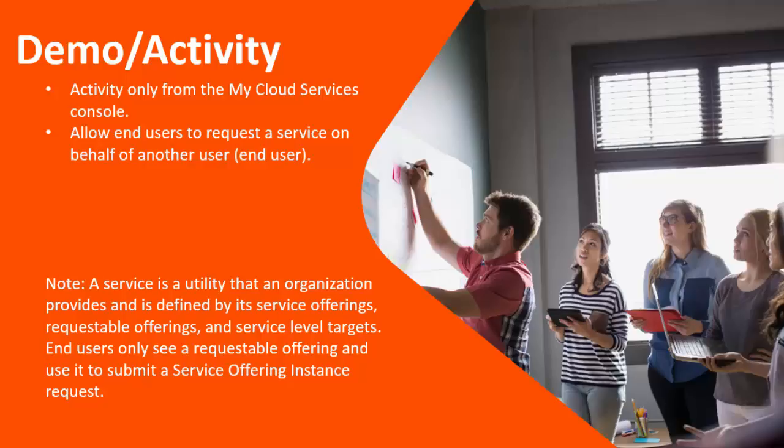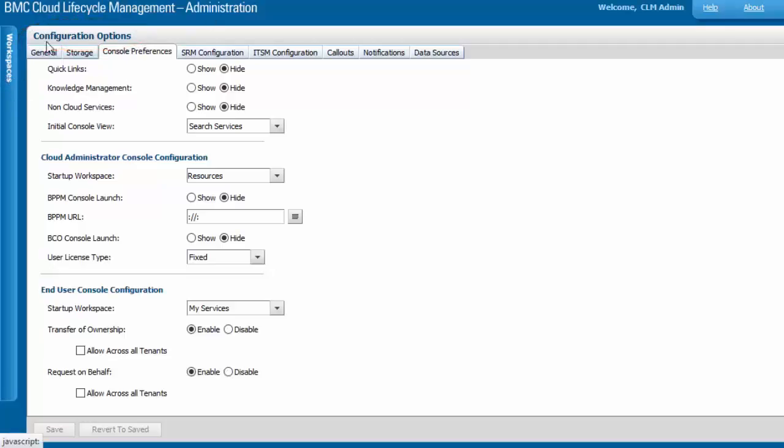To enable this functionality, switch to Configuration Workspace and under it switch to console preferences. Once you are there, scroll to the end and there is a section called end user console configurations. Under that you have two radio buttons for request on behalf, enable and disable, and then a checkbox which says allow across all tenants. Go ahead and enable this functionality by selecting the enable radio button, and in case you would like your end users to request on behalf of users belonging to other tenants, then go ahead and select this checkbox. For this demo, I'm going to have this radio button enabled and this checkbox enabled as well. Once that is done, click on the save button.